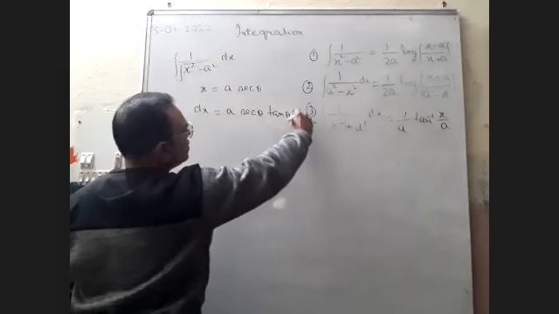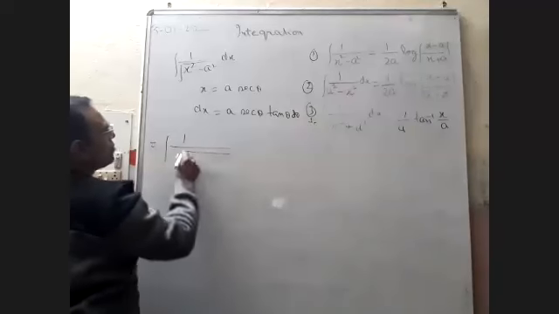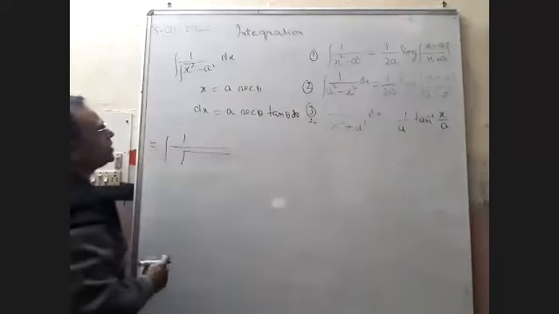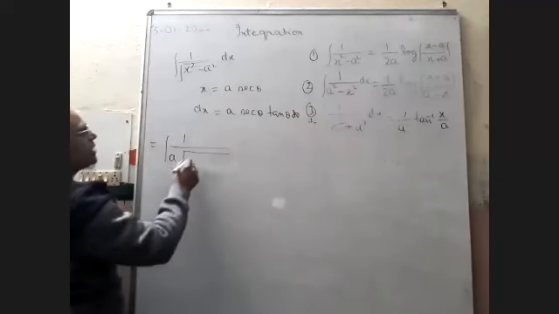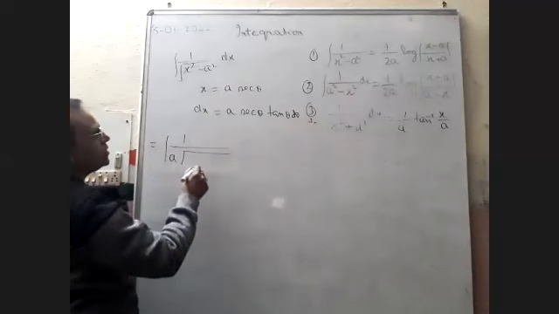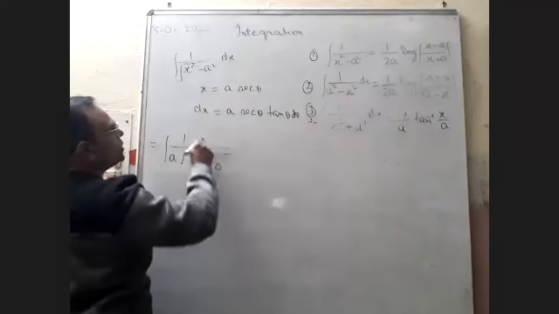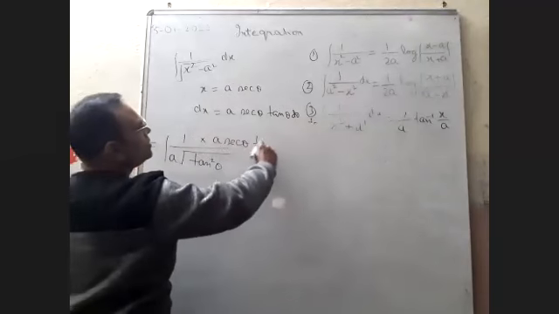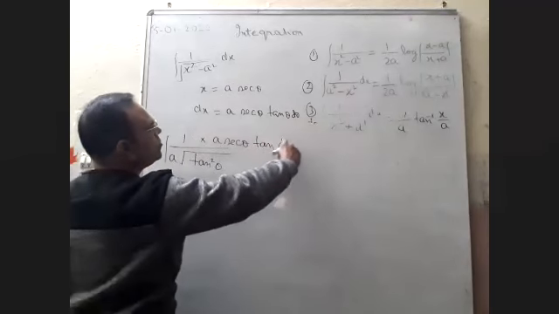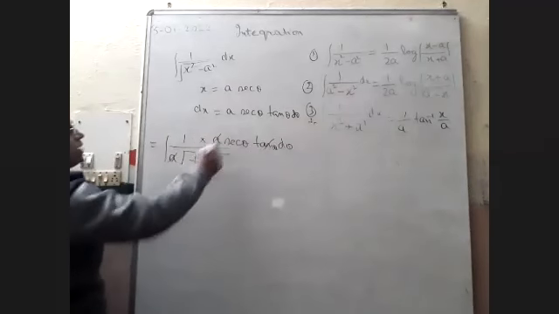So we are putting here 1 upon root of x square minus a square. In place of x square, we will write a square sec square theta. So a square you can take common, you will get a here. Sec square theta minus 1 will become tan square theta. In the denominator, and in the numerator we have a sec theta tan theta d theta. So you can cancel tan theta and a also, you got sec theta.